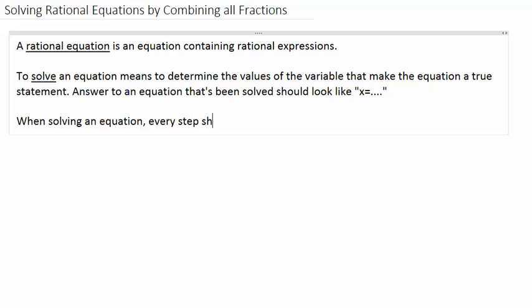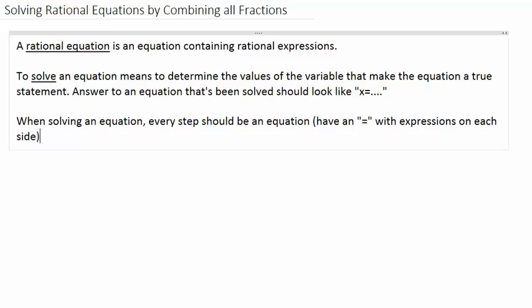So that's important. Also, when solving an equation, every step should be an equation, meaning it should have an equal sign with expressions on each side. For some reason, I see a lot of people lose one side of the equation. Well, when you lose one side of an equation, it just becomes an expression, and you're no longer solving because you don't solve expressions. Okay, so I'll try to emphasize these things as I go through examples. Let's look at our first example.